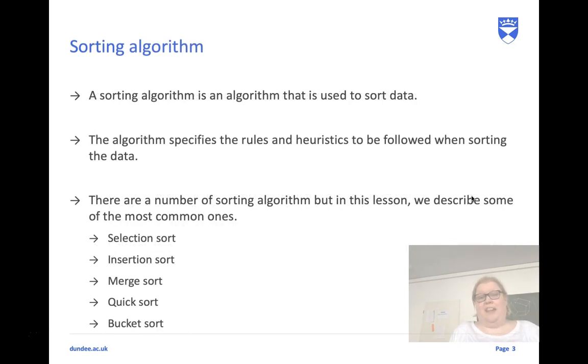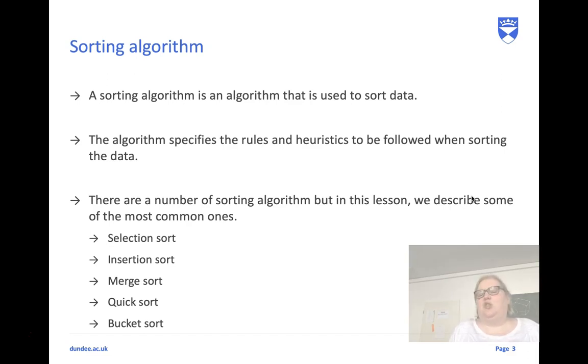So a sorting algorithm then is an algorithm that's used to sort data. As I said, you can sort it in any way you like. The algorithm specifies the rules and heuristics to be followed when sorting the data. So the rules are things that you have to do. The heuristics are things that you may choose to do, and we'll come on to that in a bit more detail when we talk about things like quicksort.